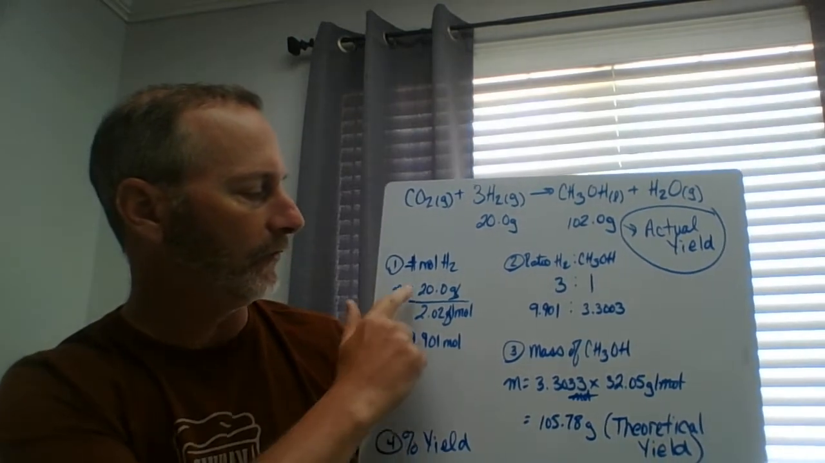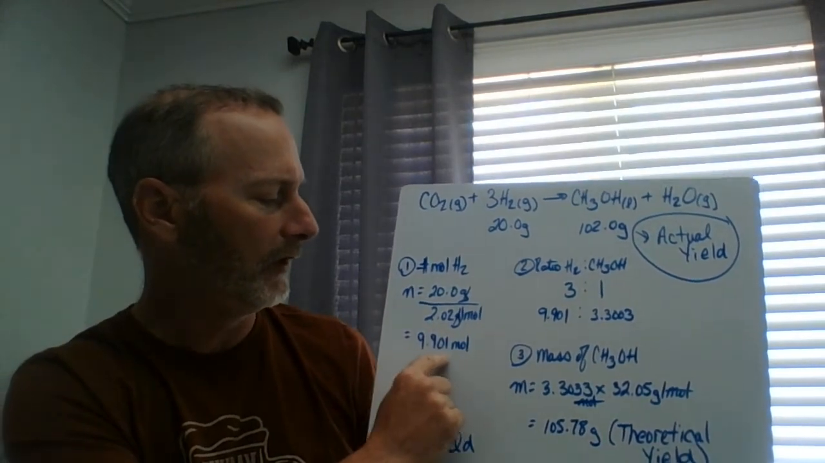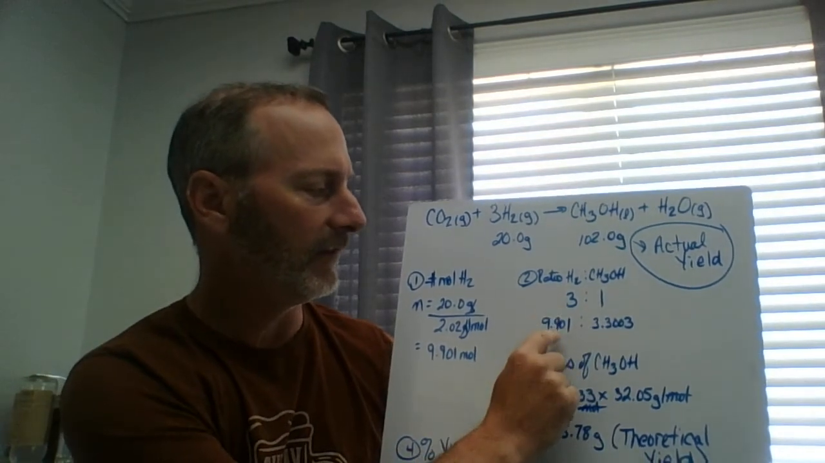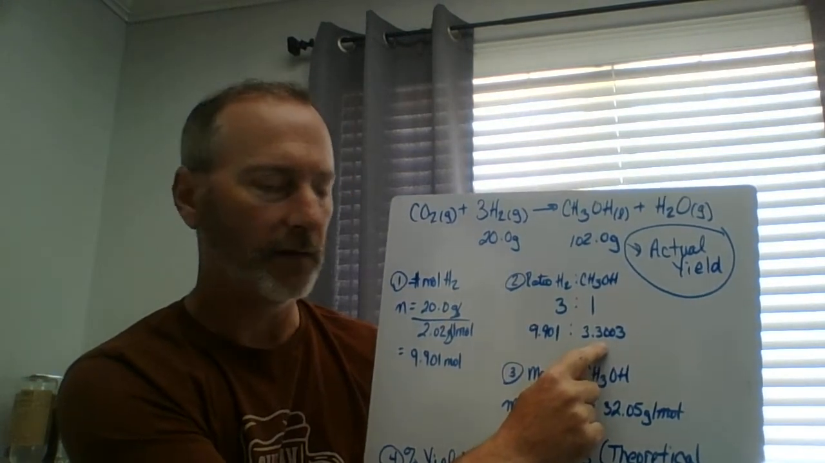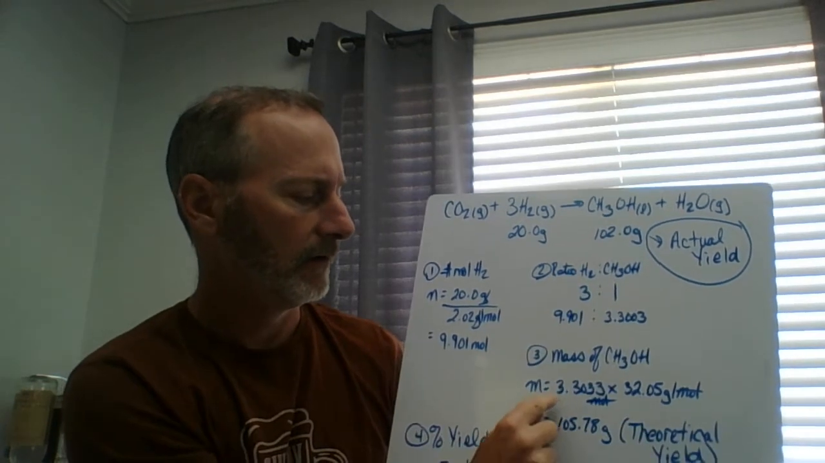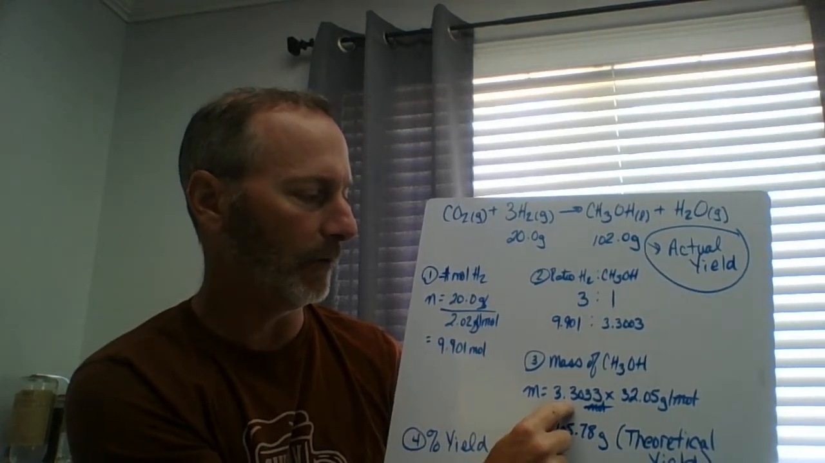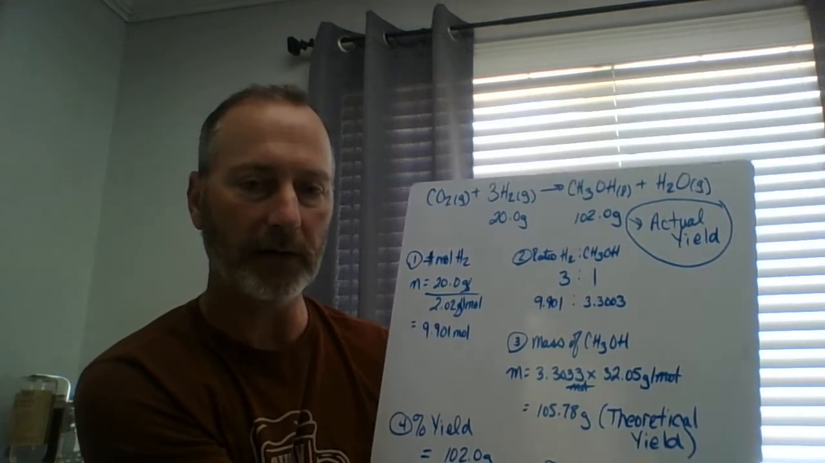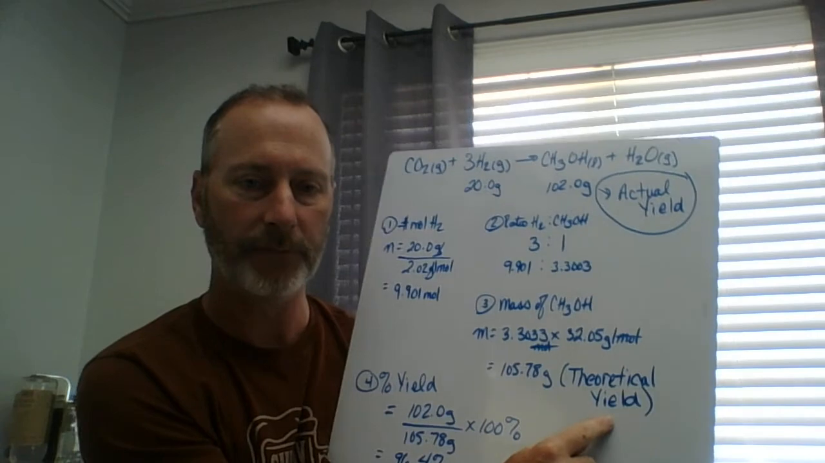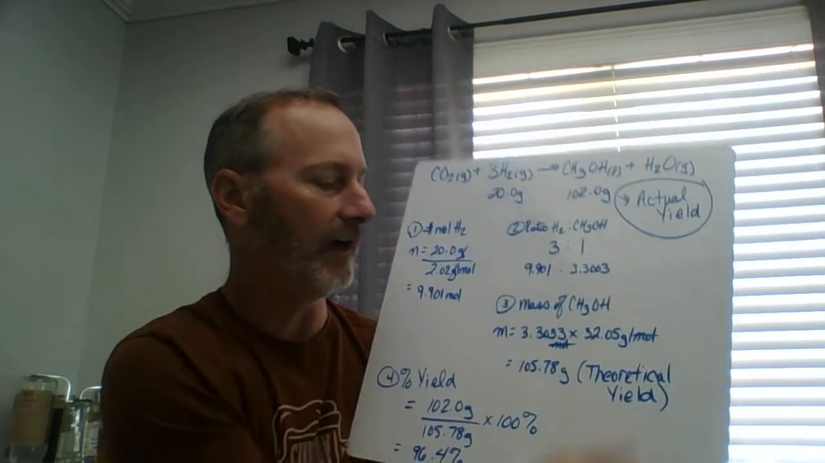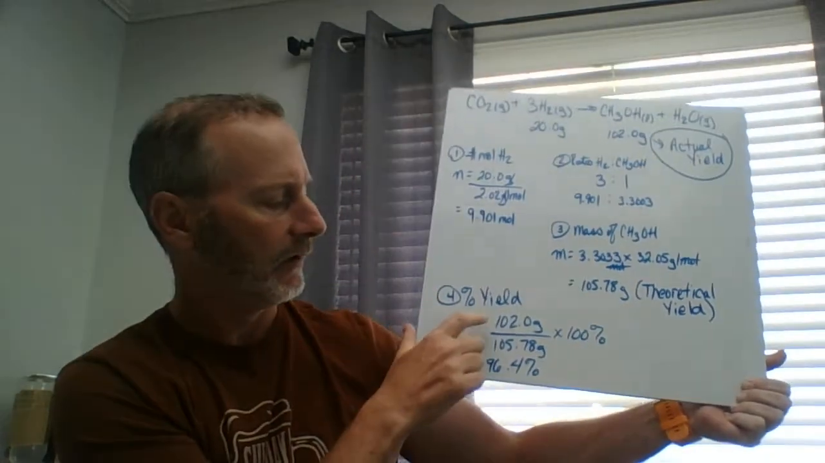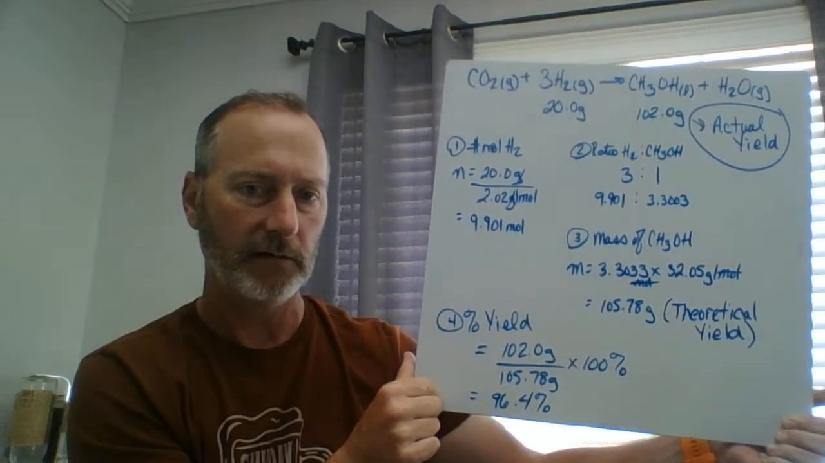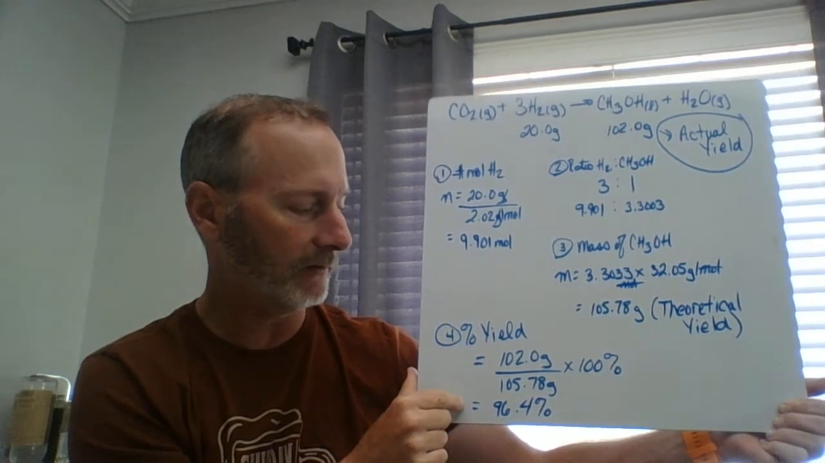Number of moles of hydrogen: 20 grams divided by 2.02, carry some extra digits. The ratio is 3 to 1, so take this number and divide it by 3. That gives the number of moles of methanol. To find the mass, take the number of moles of methanol times the molar mass. 105.78, that's the theoretical yield. That's what we should get. But this is what we actually got. So we do our last calculation: actual yield over theoretical yield times 100% gives you your percent yield, 96.4.